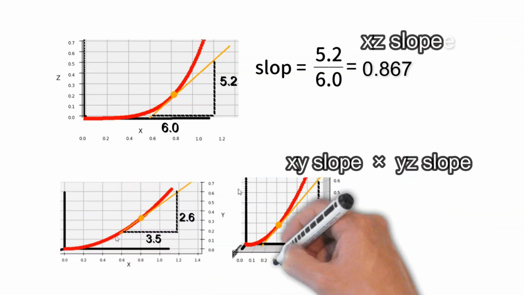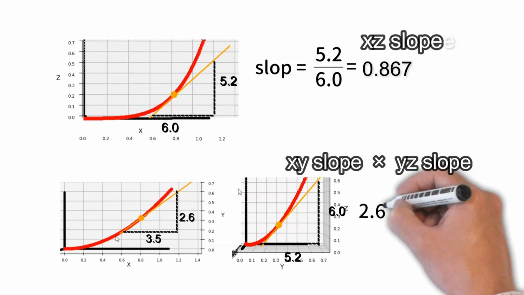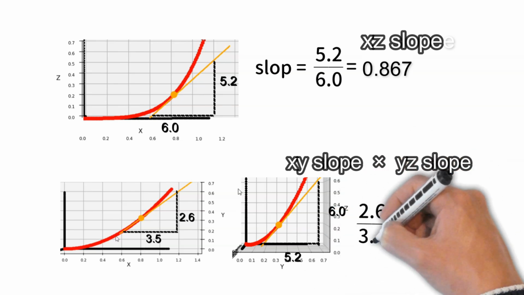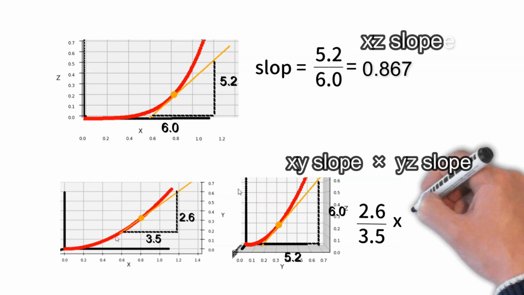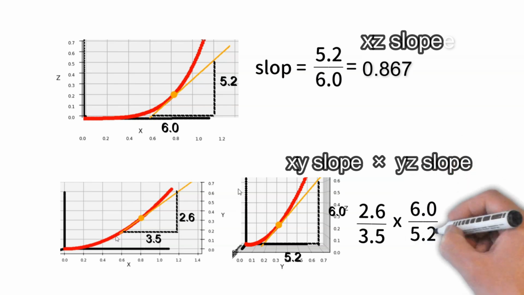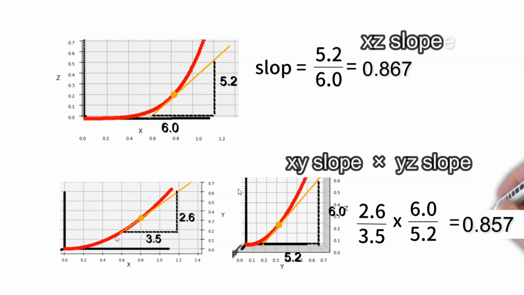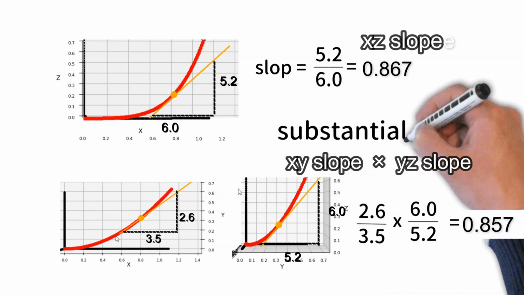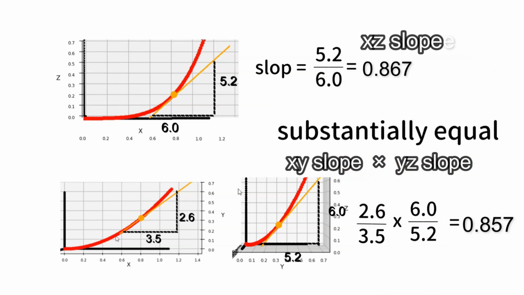Then, let's multiply the slopes from the z-plane and the y-plane. The calculation is 2.6 divided by 3.5 multiplied by 6.0 divided by 5.2, which equals 0.857. Since the diagrams were drawn freehand, there's a slight error, but we can say these values are essentially equal.